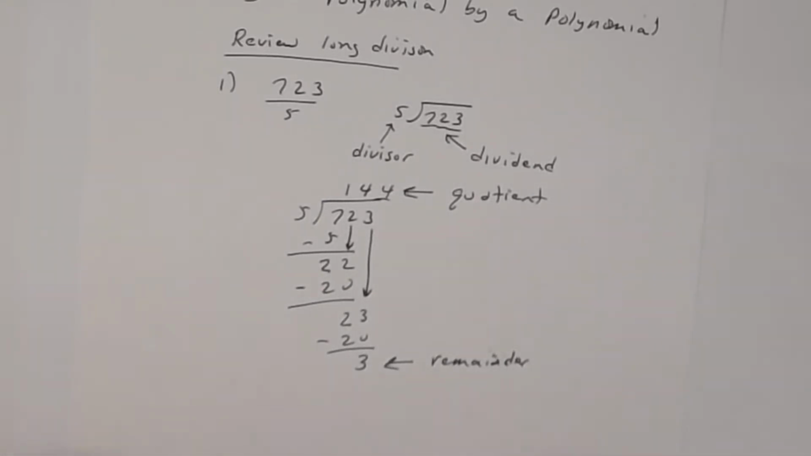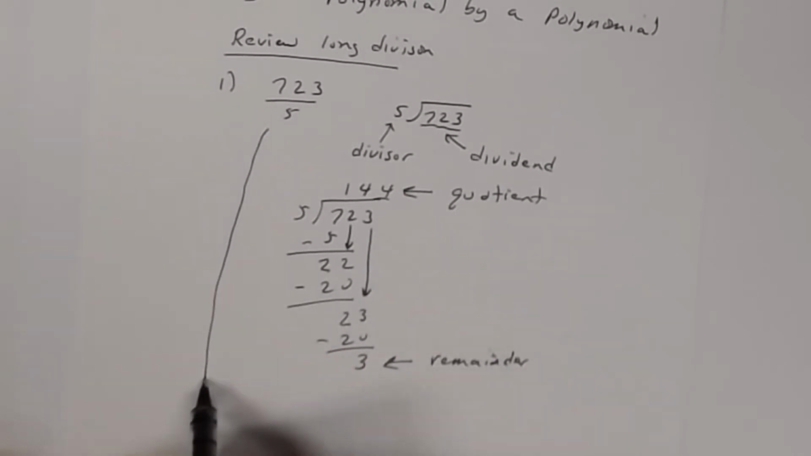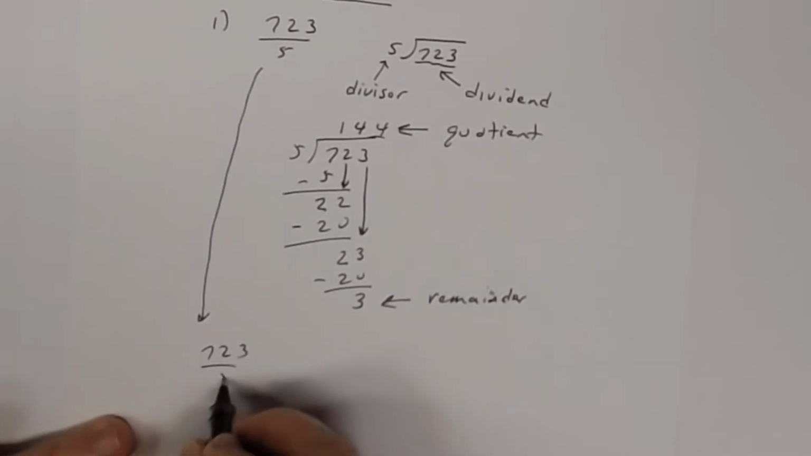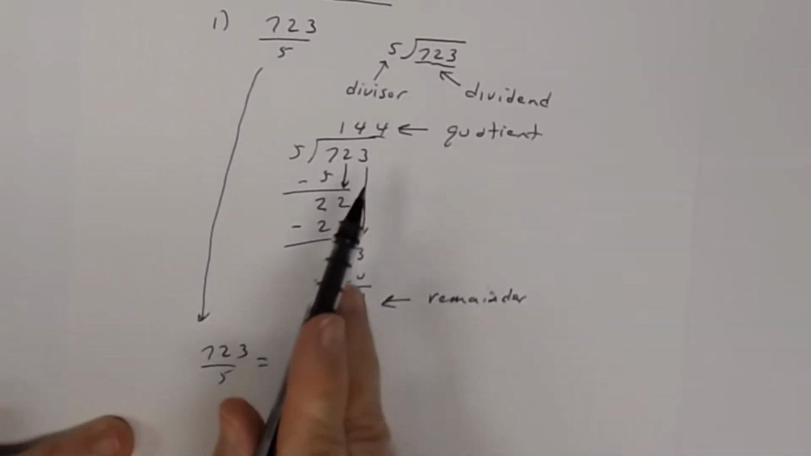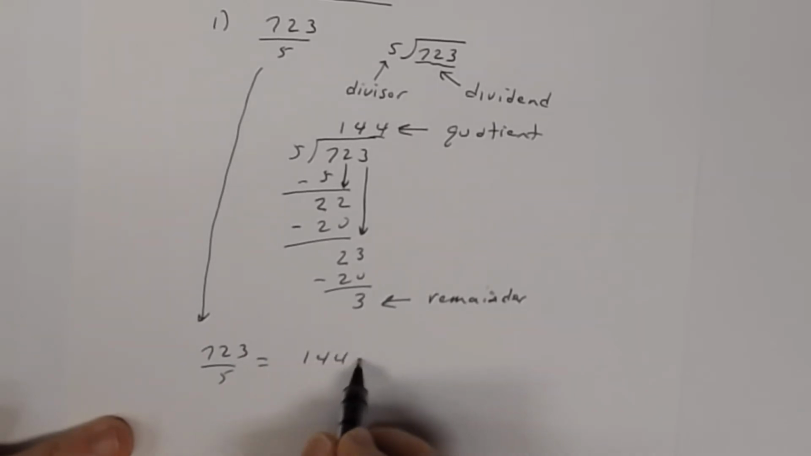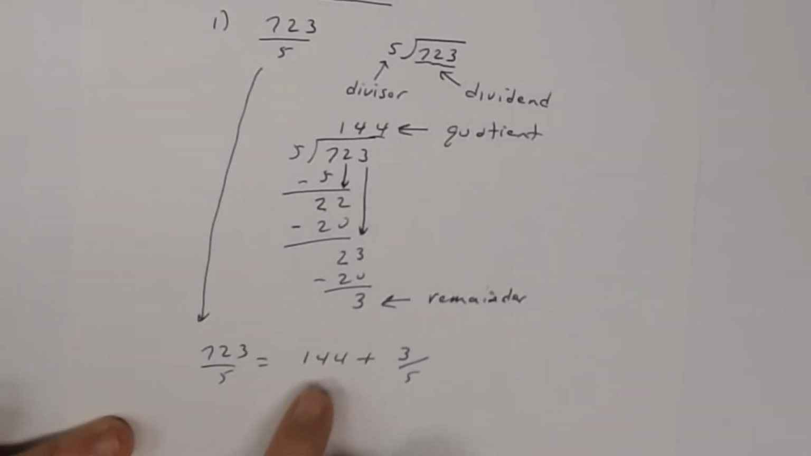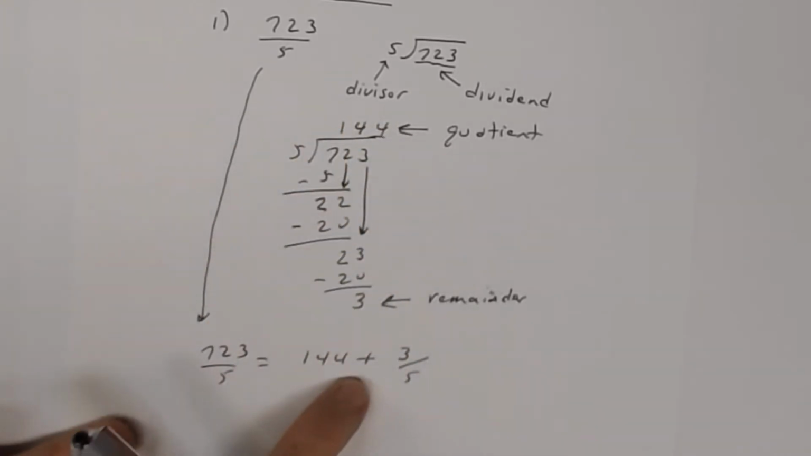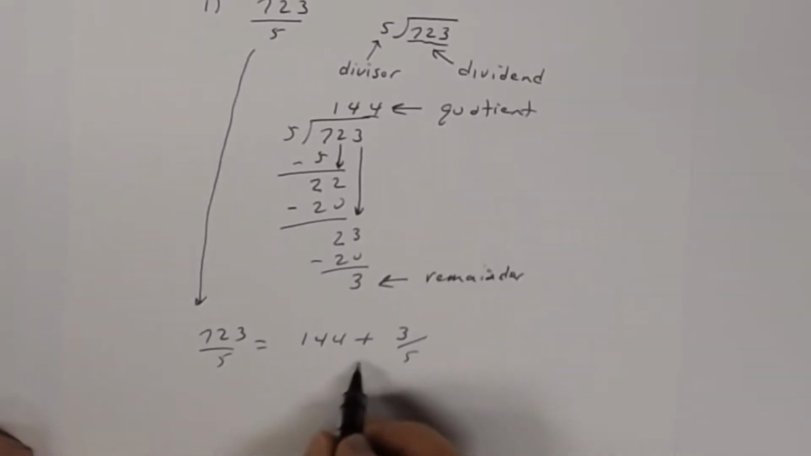Now I want to remind you about different ways you could write what we just found. So 723 divided by 5 can be written as 144, the quotient, plus the remainder divided by the divisor. So this right here is the quotient plus the remainder divided by the divisor. And so remember when you're adding a whole number, and notice that this 3/5 is a proper fraction, right? Because the numerator is less than the denominator.